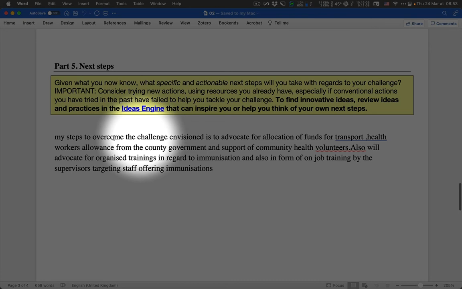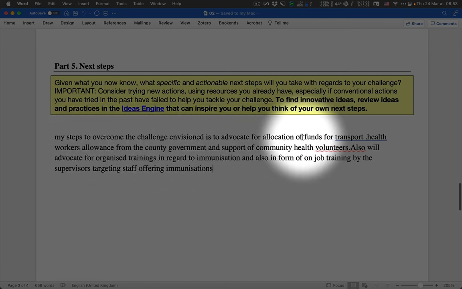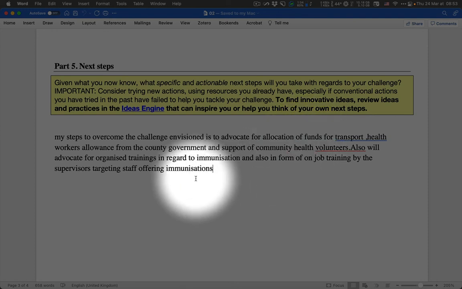And then here, the next step is really, okay, you want to overcome the challenge, advocate for the allocation of funds. How? All right. You want to organize trainings. What do you want to train people on? Where are the gaps that you see? So these are some of the questions that come up with this one.